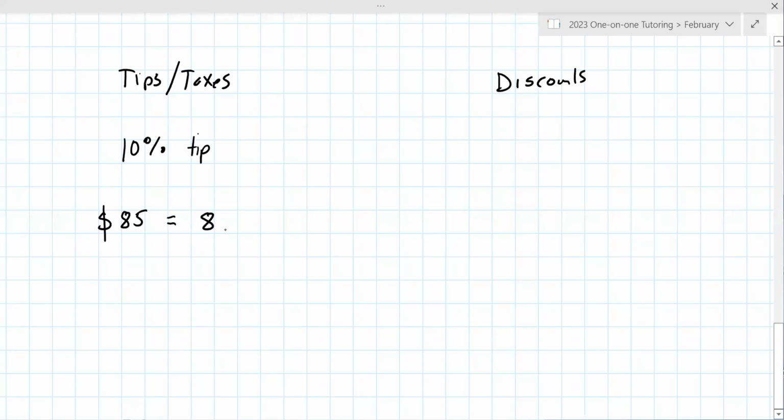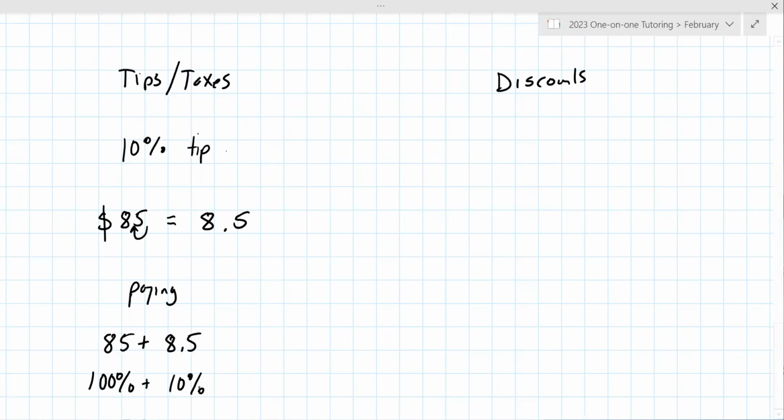Yes, so it's $8.50. Notice you just moved the decimal one place for 10%. Now, that's the tip. What you end up paying is 85 plus the 8.5. Okay. Now, in terms of percents, it's 100% plus the 10%. So you end up paying 110% of the bill.